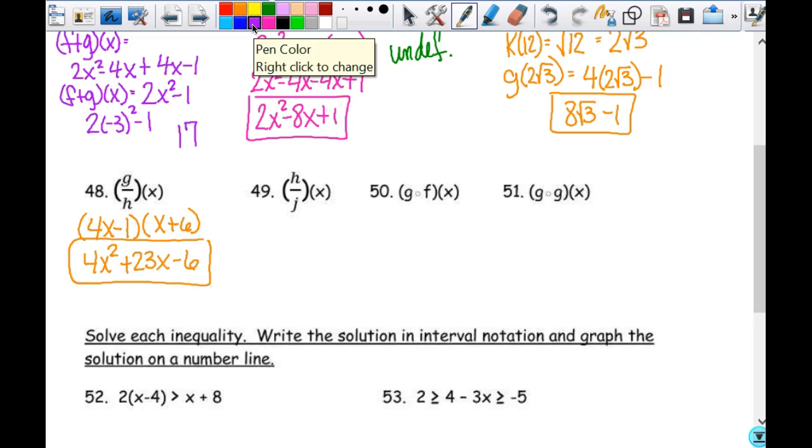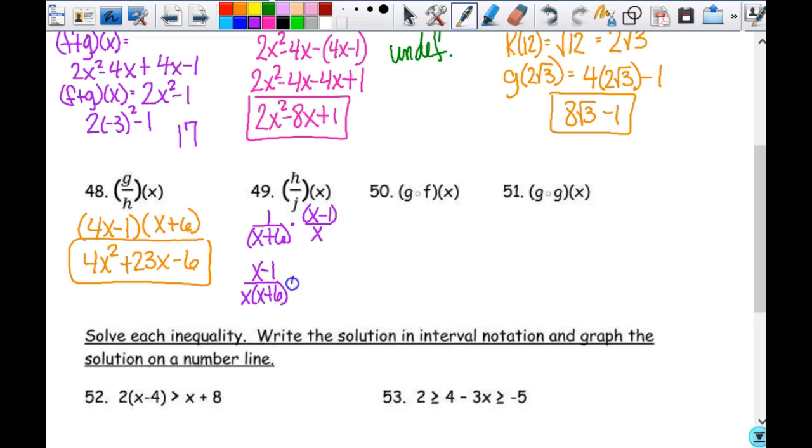All right, h divided by j of x. So h of x is 1 over x plus 6, divided by j, which is a fraction, so I flip and multiply, times x minus 1 over x. So put these in parentheses. And then I can multiply straight across, and I can get x minus 1 over x times x plus 6, or really should multiply all the way out and get x minus 1 over x squared plus 6x. Some squared there.